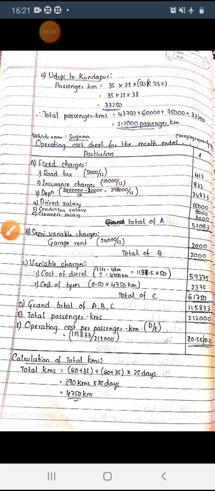Next, B, semi-variable charges. Under the semi-variable, the repairs, garage rent, all these things come under the semi-variable. The garage rent per year is given as 24,000, divided by 12, for a month 2,000. So total, no other semi-variable, so 2,000. Okay, next, variable charges. Under the variable, cost of the diesel and cost of the tires all come under the variable charges. Cost of the diesel.